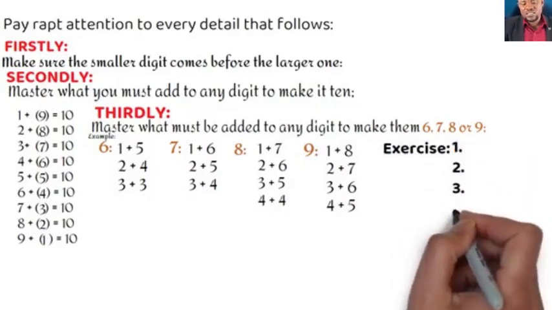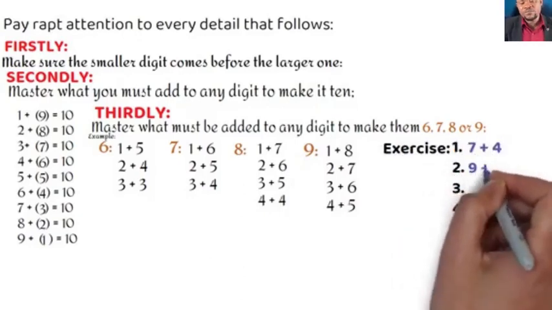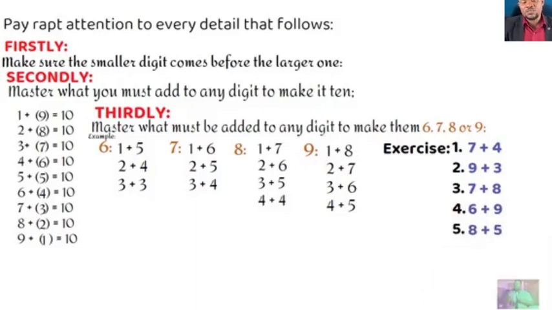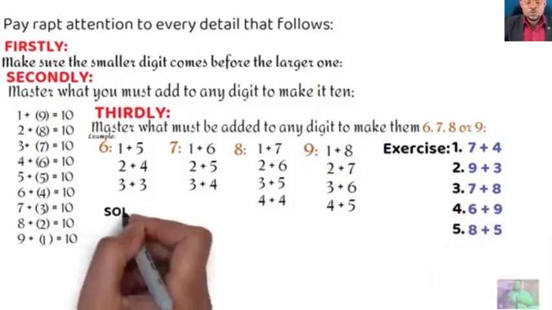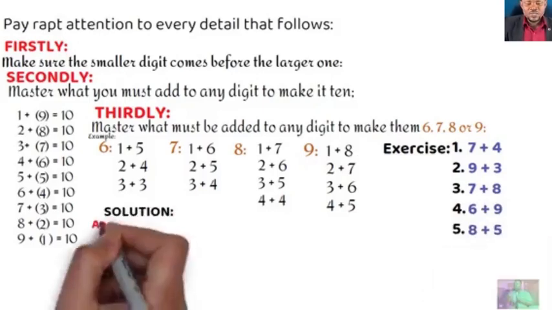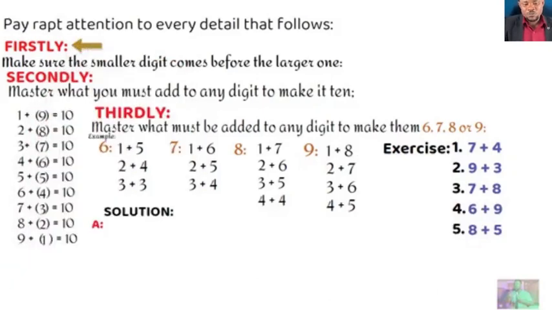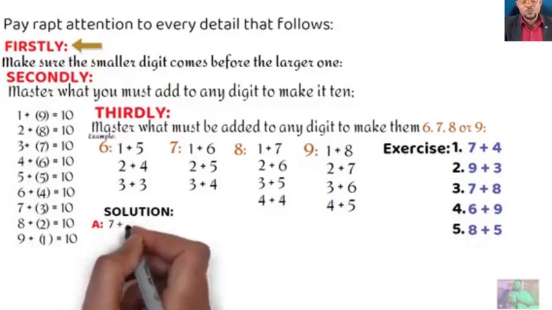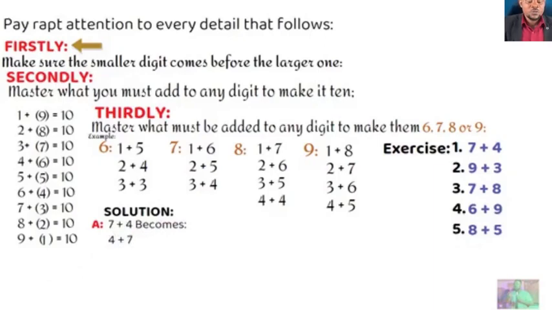So let's try this exercise from 1 to 5. It's 7 plus 4, 9 plus 3, 7 plus 8, and all that. So first, you realize that what now? The bigger digit comes before the small one. I have 7 plus 4. So I'll rearrange it to what now? To 4 plus what? Plus 7. Although this is challenging, I want to master 7.